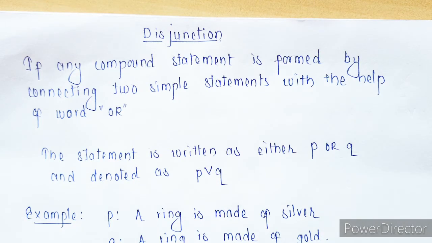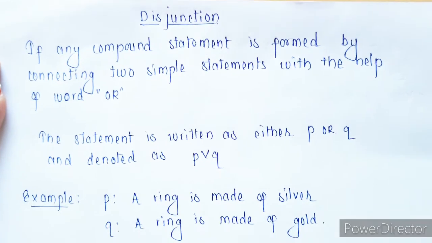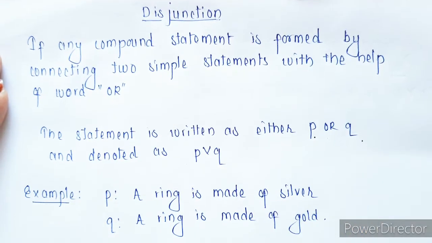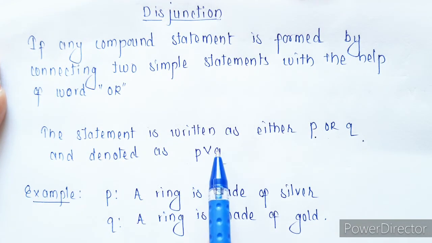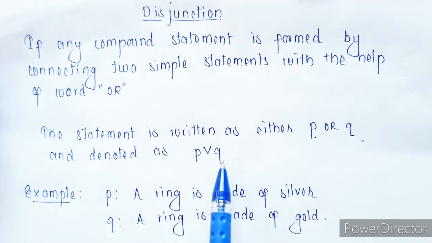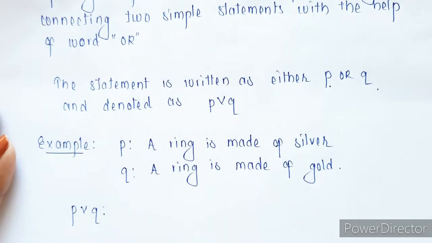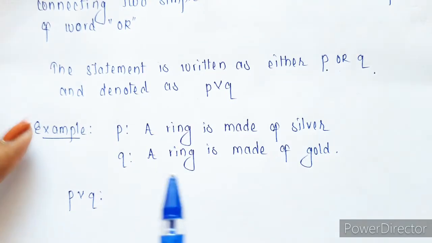So, in disjunction, we are forming a compound statement by connecting two simple statements but with the help of the word or. Now, it is written as either P or Q and it is denoted by P or Q. It's just like a V. In conjunction, we are using the opposite of V. Here we are using V. It looks like V.